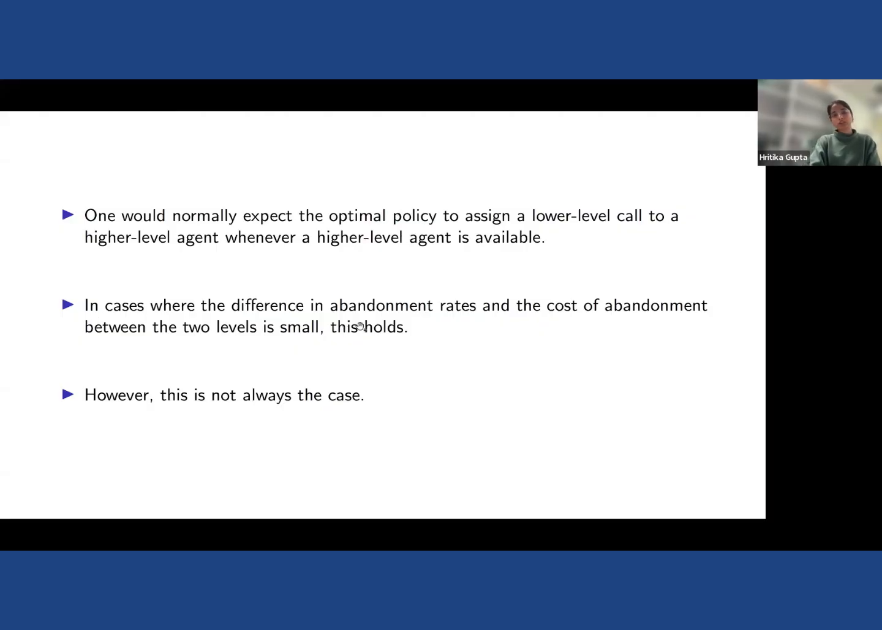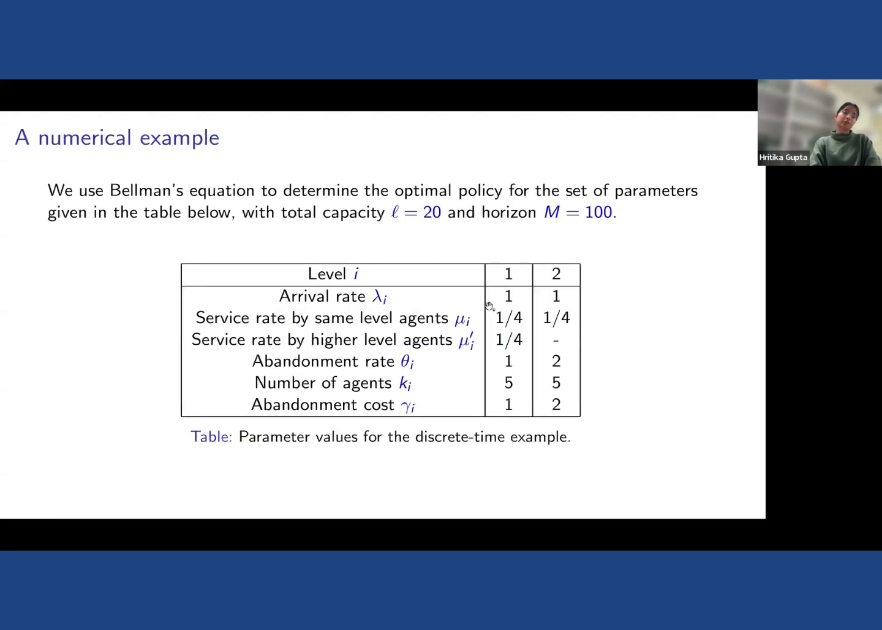In cases where the difference in the abandonment rates and the cost of abandonment between the two levels is small, this holds. So this is the optimal policy for a lot of cases. However, this is not always the case. Let's take a look at a numerical example when that's not the case.